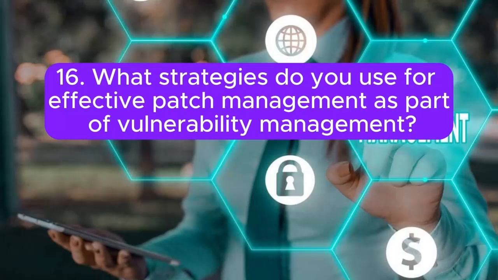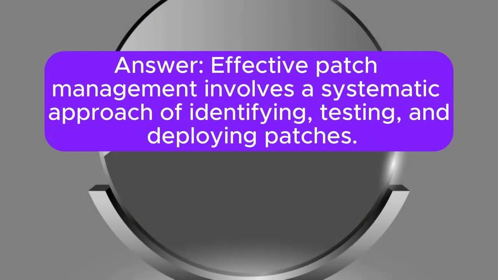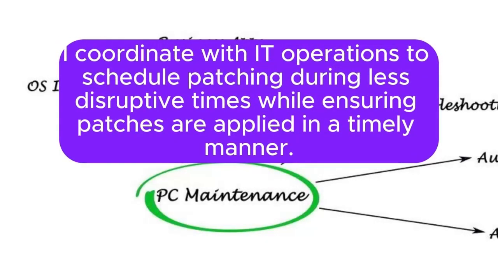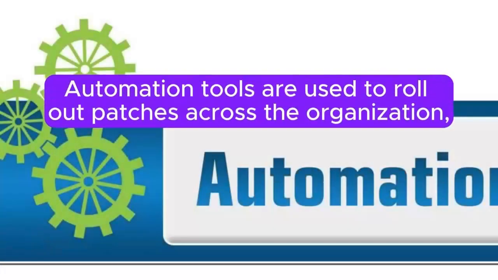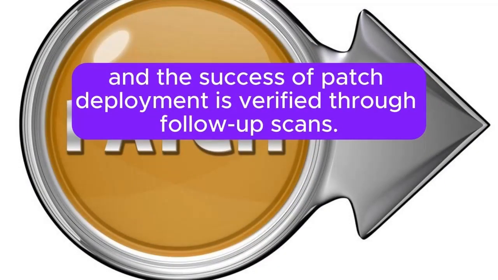16. What strategies do you use for effective patch management as part of vulnerability management? Answer: Effective patch management involves a systematic approach of identifying, testing, and deploying patches. I coordinate with IT operations to schedule patching during less disruptive times, while ensuring patches are applied in a timely manner. Automation tools are used to roll out patches across the organization, and the success of patch deployment is verified through follow-up scans.